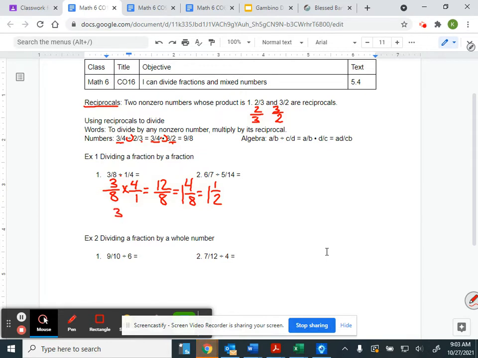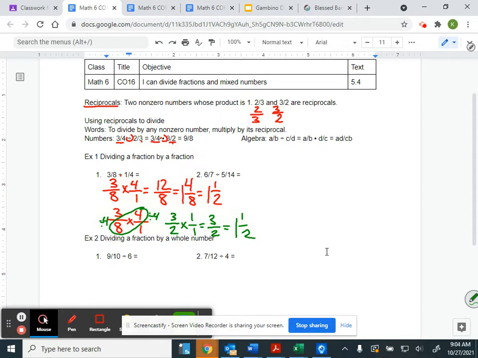If we do our cross simplifying, we can look to see what we can divide out, and we can simplify right from the start. I can divide that 4 out right from the beginning. So now it becomes 3/2 times 1/1. So that is 3/2. 2 goes into 3 one time with 1/2 left over. We get the same answer.